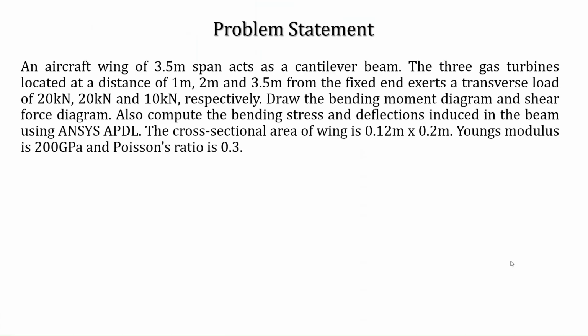Draw the bending moment diagram and the shear force diagram. Also compute the bending stress and the deflections induced in the beam using the ANSYS APDL. The cross-sectional area of the wing is 0.12 meters into 0.2 meters. The Young's modulus is 200 GPa and the Poisson's ratio is 0.3.